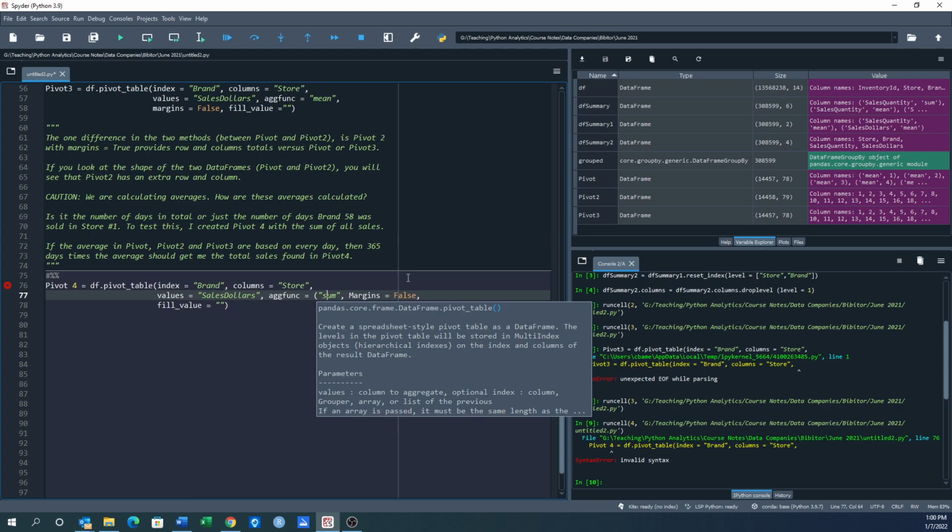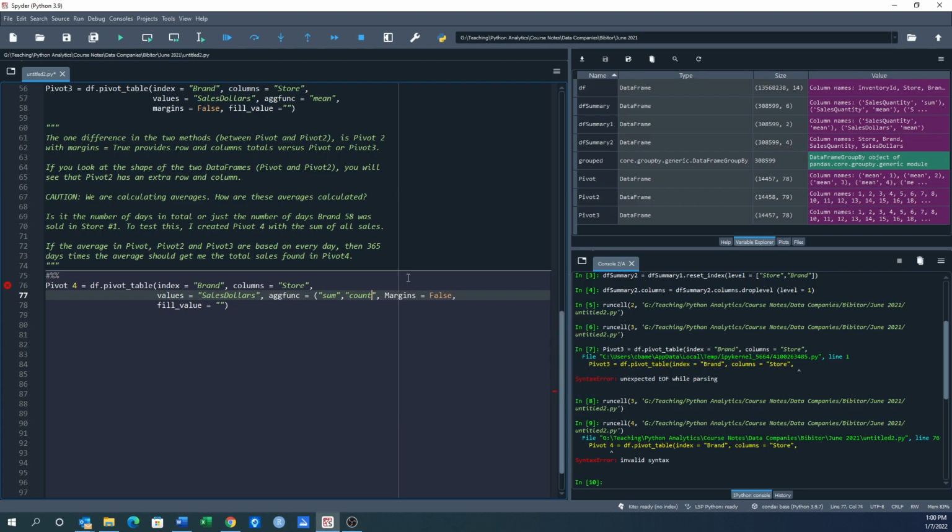Unless it's around parentheses. Let's see if it likes that syntax. Nope, still doesn't like that. All right, we're gonna just do sum. Okay, that should like that. Oh, maybe I got something else wrong. Okay, let's see what else I got wrong. aggfunc equals sum. Got it. margins equals false. values equals sales dollars. df.pivot_table index.